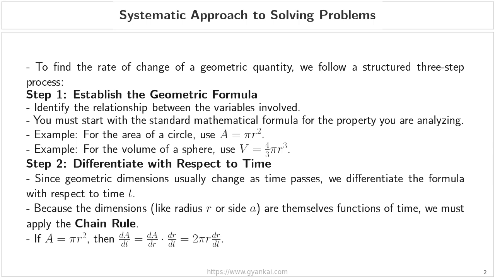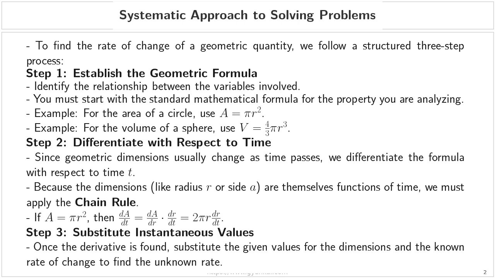To illustrate this, if we take the area of a circle, A equals pi r squared, the derivative of A with respect to t is equal to the derivative of A with respect to r, multiplied by the derivative of r with respect to t. This simplifies to 2 pi r times dr over dt.